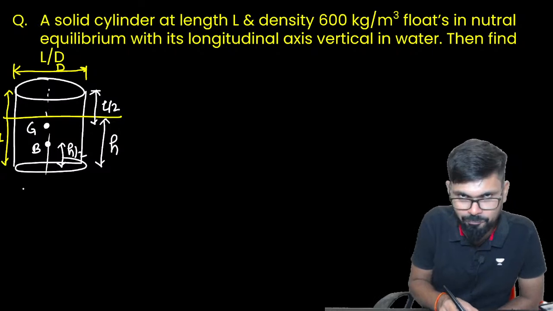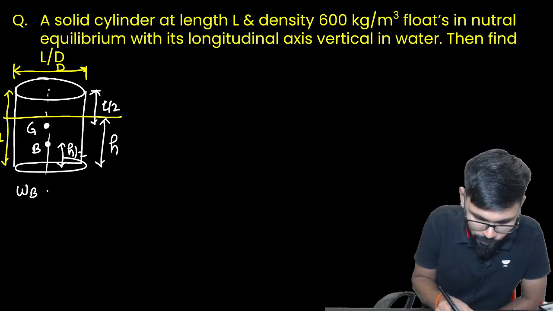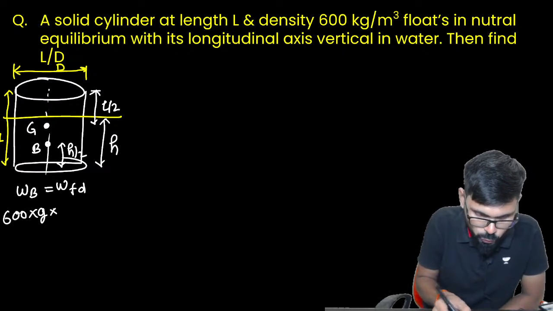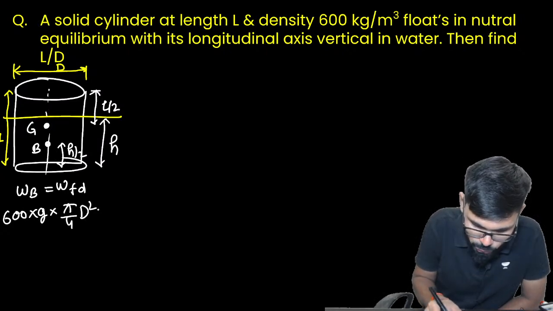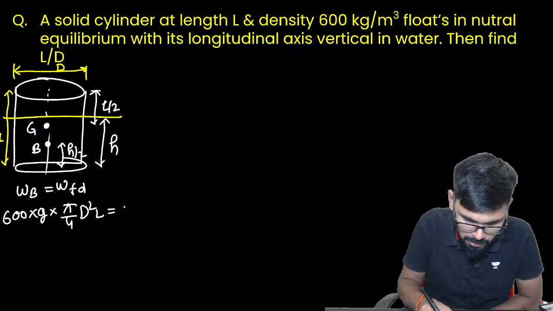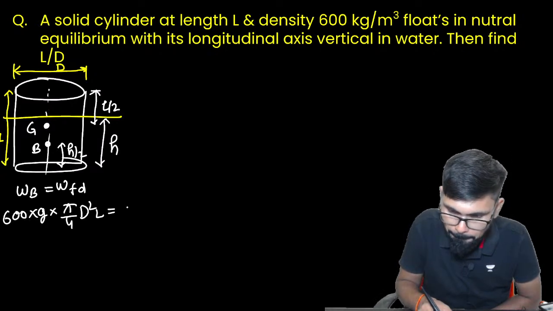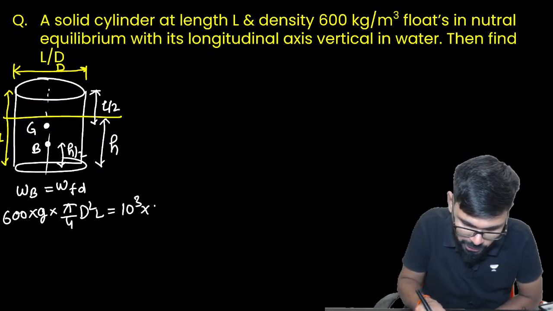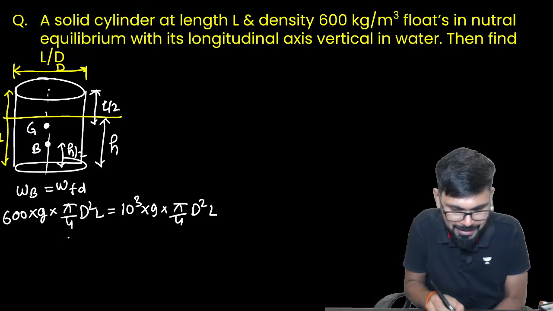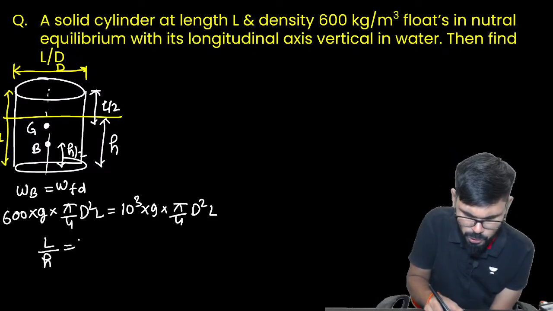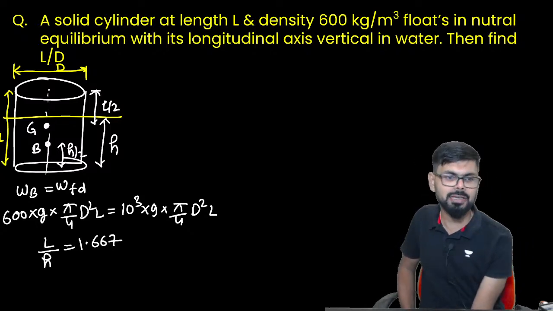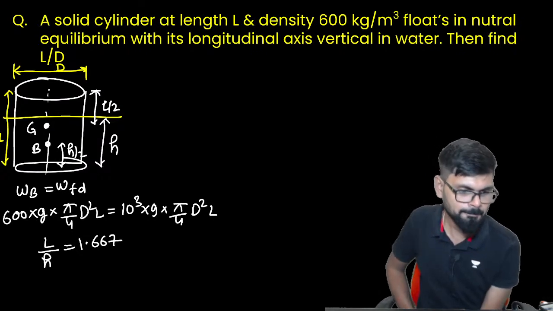Now again apply the same thing: weight of the body is equal to weight of the fluid displaced. So weight of body will come as 600 into G into pi by 4 D square into L, is equal to weight of the fluid displaced. The fluid is water, so 10 to the power 3 into G into pi by 4 D square into H. So from here you will get the L by H value, approximately 1.667. Clear?